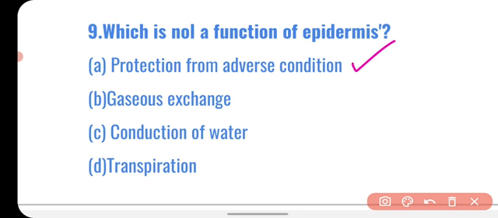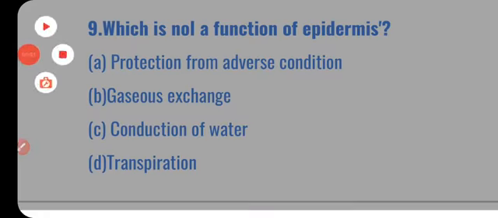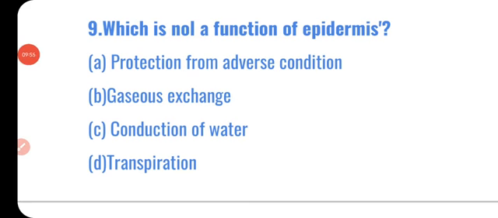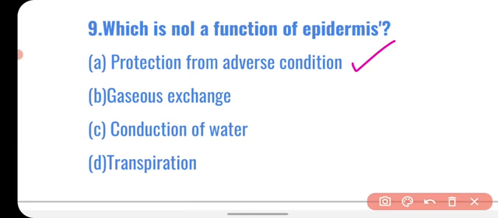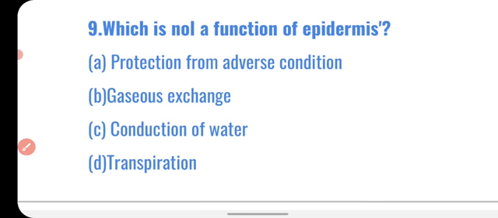it also helps in the... So the correct option here, which is not a function of epidermis, is transpiration. The cells of epidermis are covered by a layer of cuticle over the plant's body, and that's why they cannot lose the water and they do not help in transpiration.